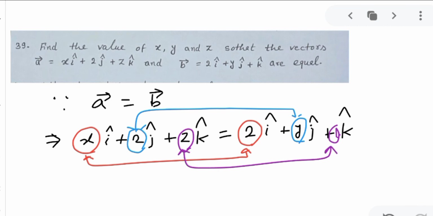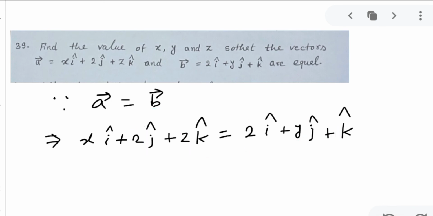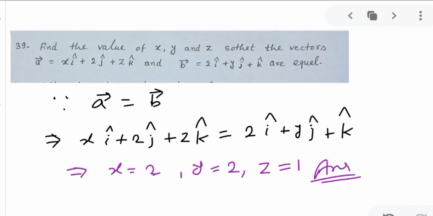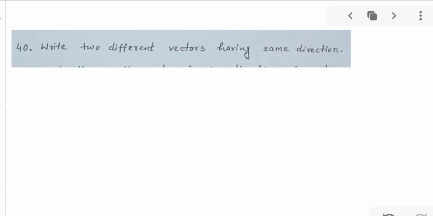So corresponding coefficients will be the same. Coefficient of i: by comparison x is 2. Then 2 is equal to y, so y is equal to 2. And z is equal to nothing, meaning 1, so z is equal to 1. So x is 2, y is 2, z is 1. This will be our answer. Simple question. Now we are moving to the next question.